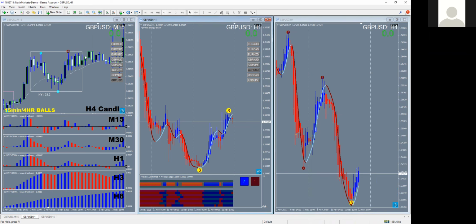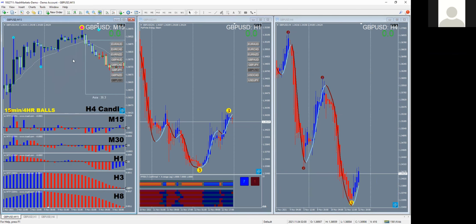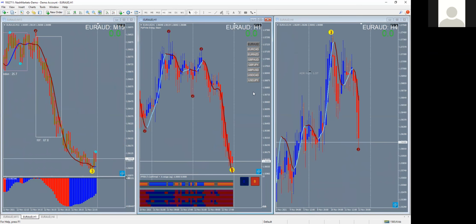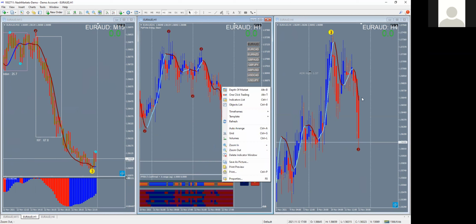So 4 hour, 1 hour. And then if I go here to what I call the naked Osmo. Why I call it that, I don't know. Okay, let's go to the EuroAussie, because I know Friday there was a move. Here's the 4 hour, here's the 1 hour. Get rid of this sucker. But I have my three balls.